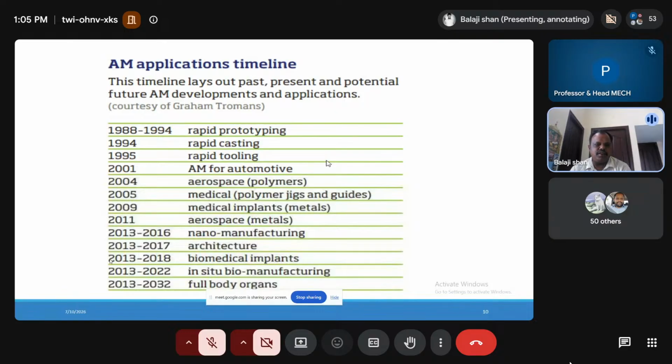From 2013 to 2016, they use additive manufacturing for nano manufacturing parts. Up to 2017, for architectural design. Up to 2018, biomedical implants, and up to 2022 they use in situ biomanufacturing. They use materials and bio-based products for better suitability. So from 2022 to 2032 they are fully focusing on full body organs.